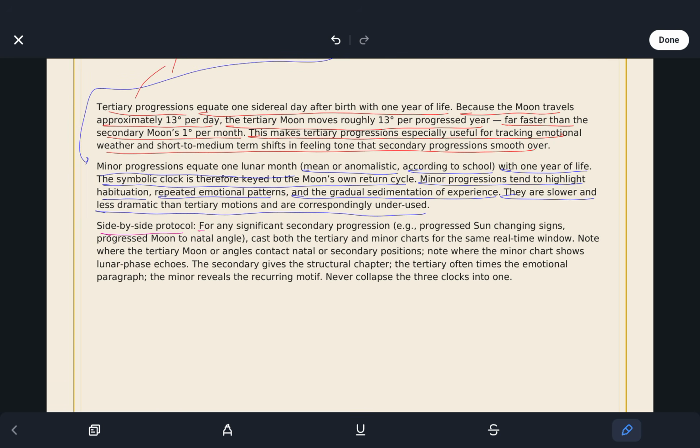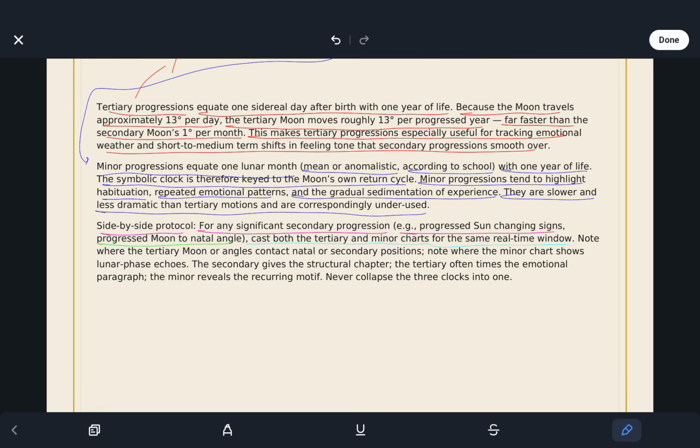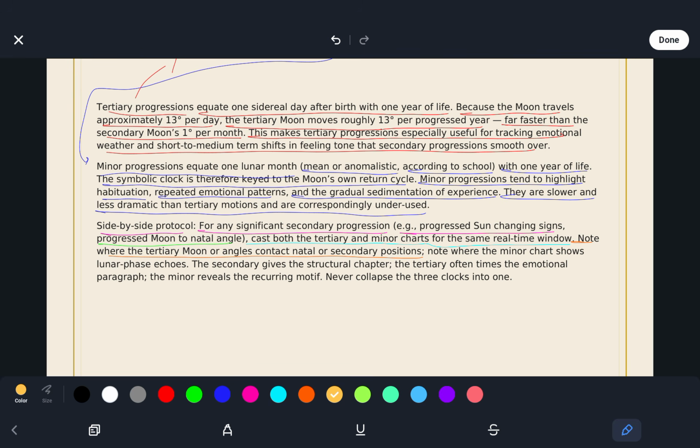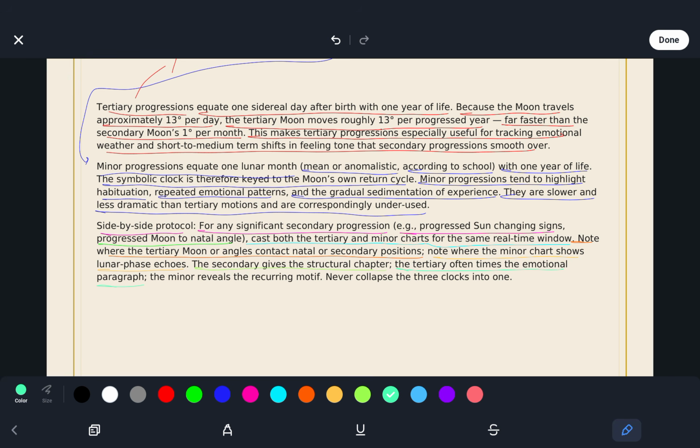Side-by-side protocol. For any significant secondary progression, for example, progressed sun changing signs and progressed moon to natal angle, cast both the tertiary and minor charts for the same real-time window. Note where the tertiary moon or angles contact natal or secondary positions. Note where the minor chart shows lunar phase echoes. The secondary gives the structural chapter, the tertiary oftentimes the emotional paragraph. The minor reveals the recurring motif. Never collapse the 3 clocks into one.